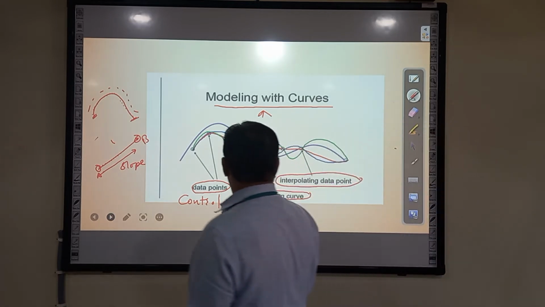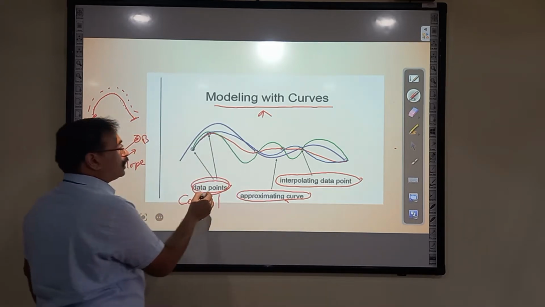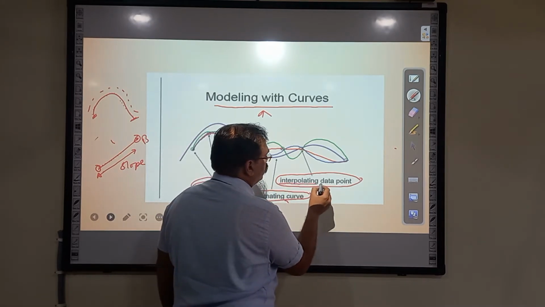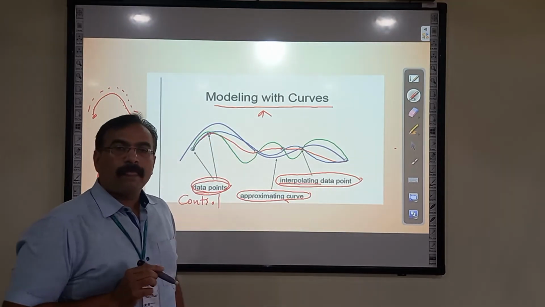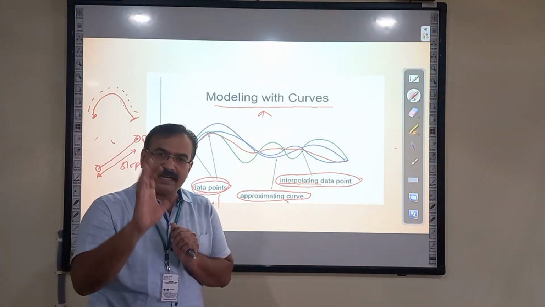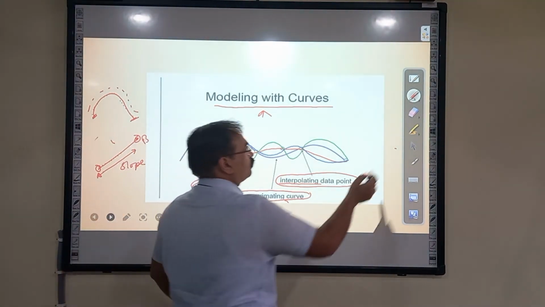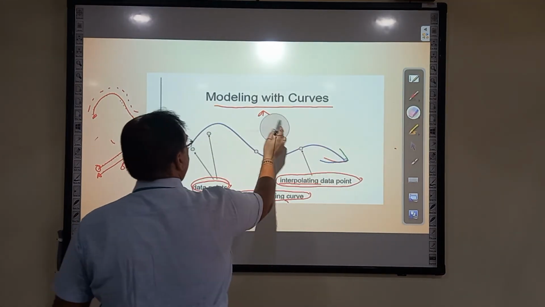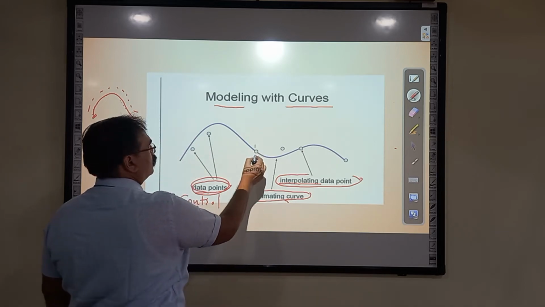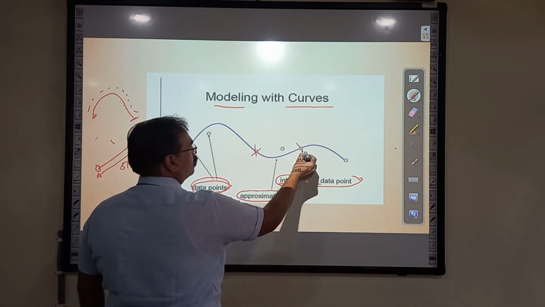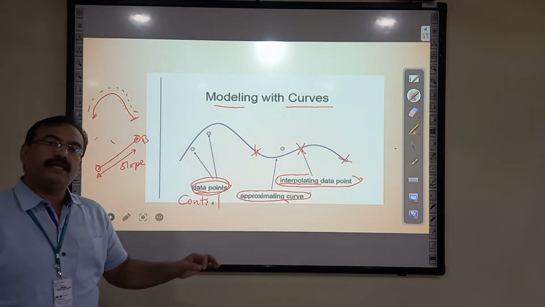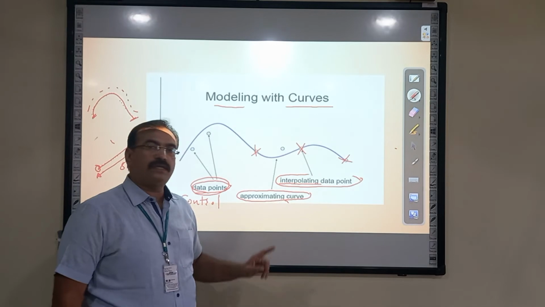Second thing is, because only data points cannot decide how the curve is going to work, we will also have to define interpolating data points. Interpolating data points are the points which lie exactly on the curve. Here you can observe, I'll just erase the previous other possible curves. You can find here this one, and this one. These 3 points are lying exactly on the curve, so these are called interpolating points.